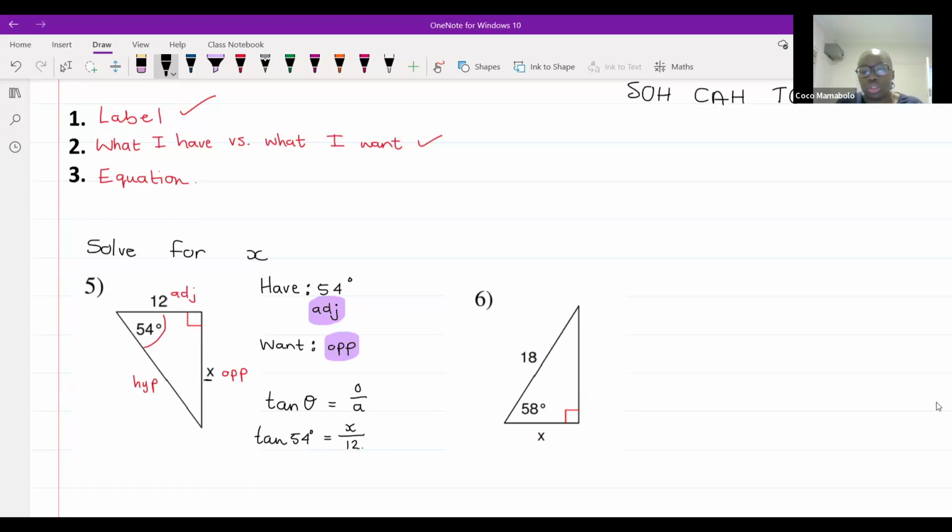So now what I want to do is solve for x. I'm going to use a linear equation. As I would solve for a linear equation, I'm going to put this over 1, and then I'm going to cross multiply. So 1 times x is just going to give us x, and then 12 times tan 54. So what I'm going to end up with is x is equal to 12 times tan of 54 degrees. And now we can solve for x. Therefore, x is equal to, somebody punch that into a calculator for me and find me an answer.